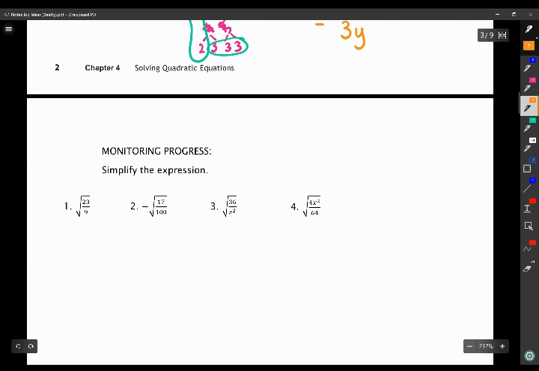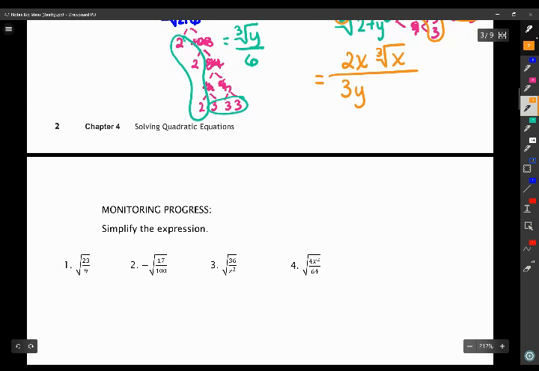And then as we look at our monitoring progress, you may want to just pause your video for a minute. Look to see if you can do these 3, and then come back and check your answers.